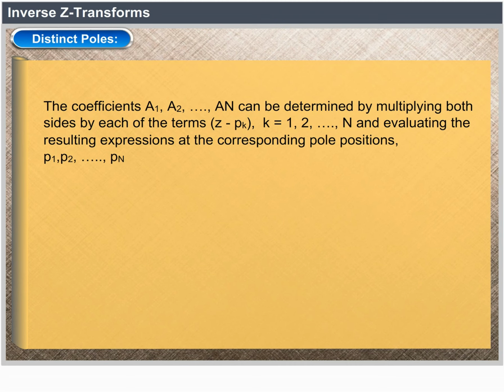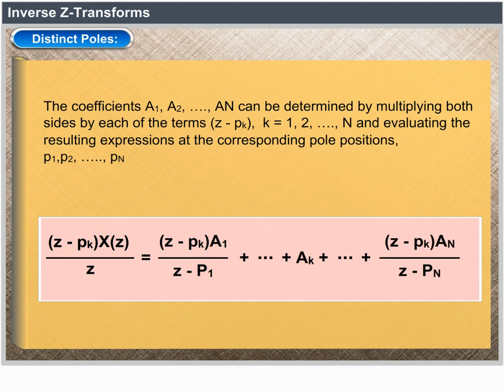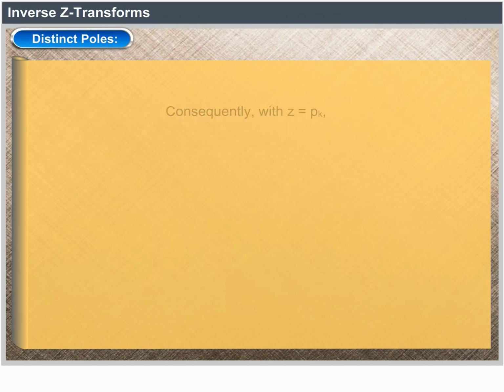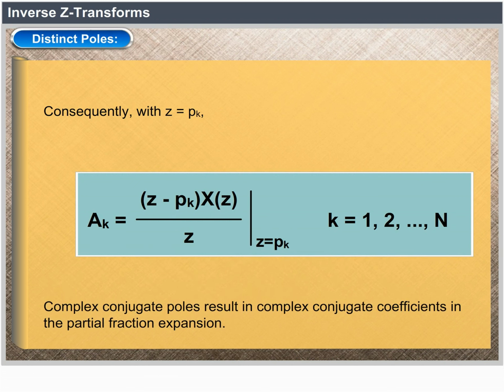pn. (z - pk) X(z)/z = (z - pk) times [a1/(z - p1) + etc. + ak + etc. + an/(z - pn)]. Consequently, with z = pk, ak = (z - pk) X(z)/z evaluated at z = pk, where k = 1 to n. Complex conjugate poles result in complex conjugate coefficients in the partial fraction expansion.